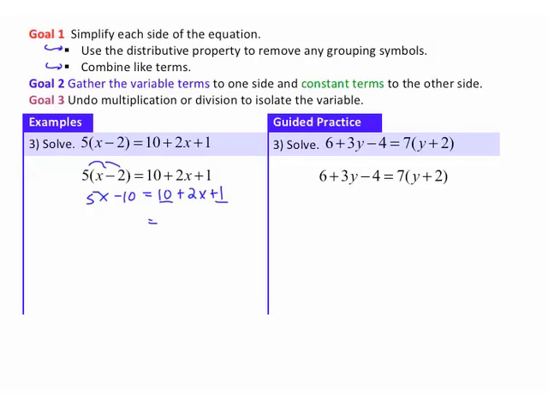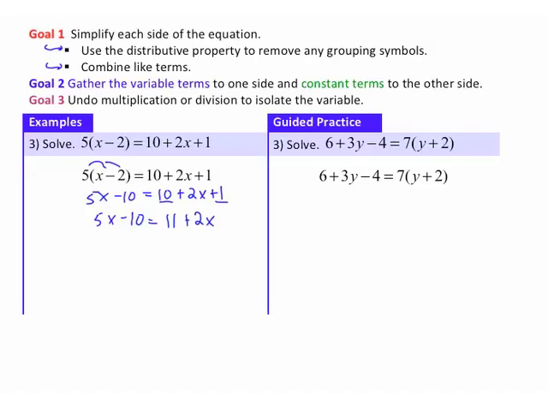So really I have 10 plus 1, which is 11. I also need to write that plus 2x on that right side. On the left side, I have 5x minus 10. Now both sides of this equation are simplified. So now we're ready to go on to goals 2 and 3.